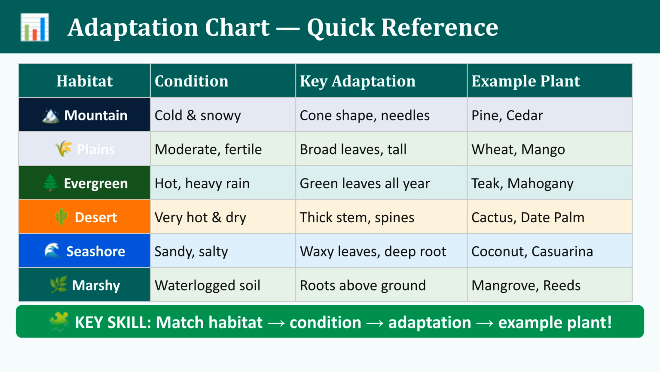Let's quickly revise everything we learned. Mountain plants: cold climate, cone shape, needle leaves. Plains plants: fertile land, broad leaves. Evergreen plants: heavy rainfall, stay green all year. Desert plants: hot and dry, thick stems and spines. Seashore plants: salty soil, deep roots, and waxy leaves. Marshy plants: waterlogged soil, roots grow above the ground. Remember one important rule. Every adaptation helps a plant survive in its habitat.